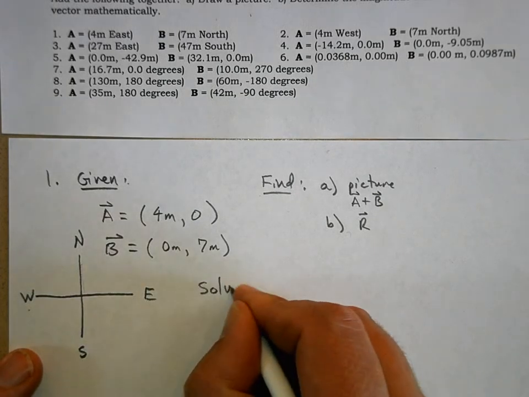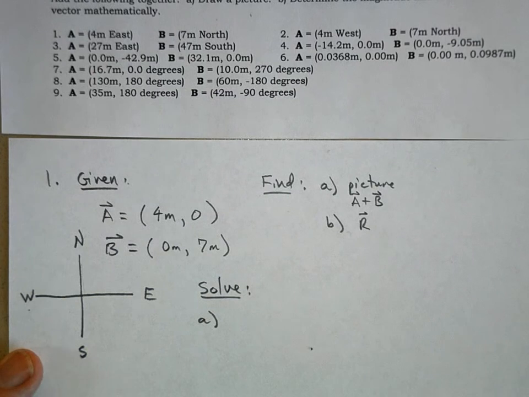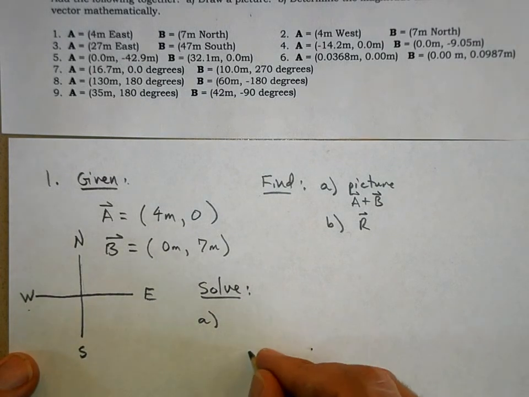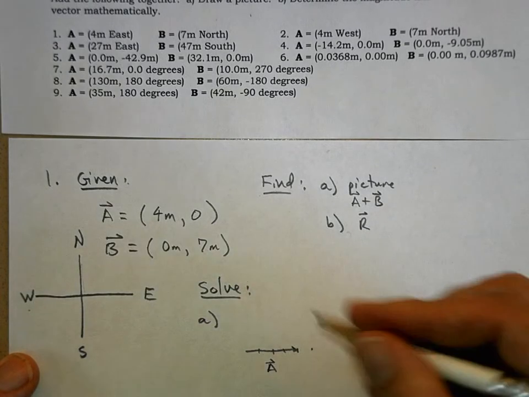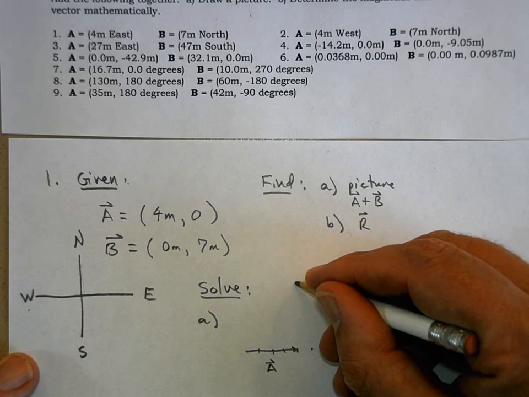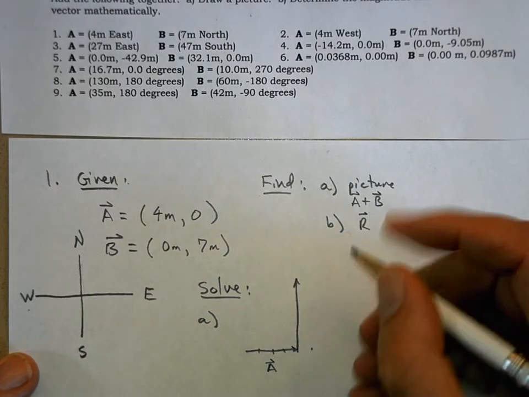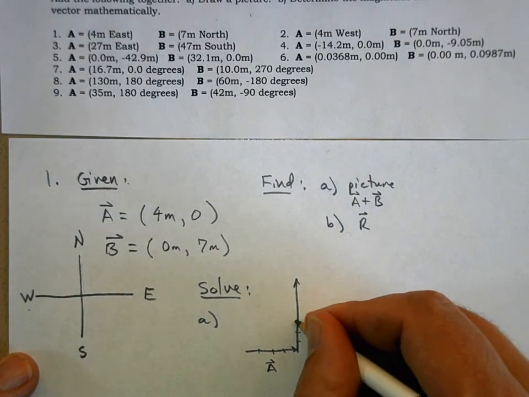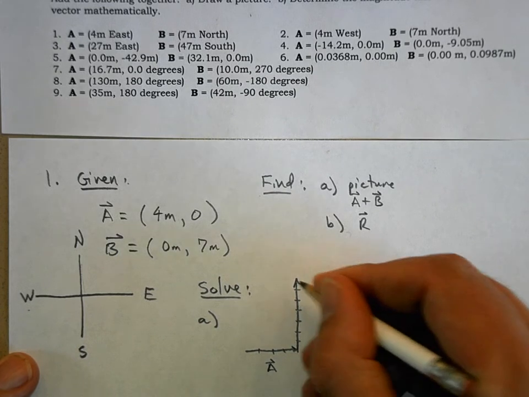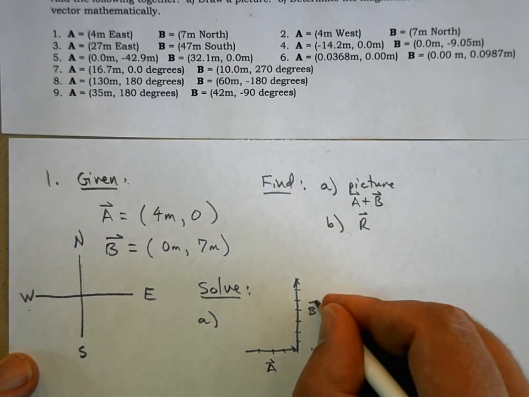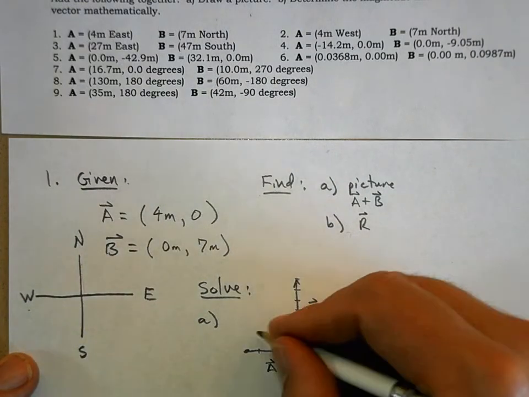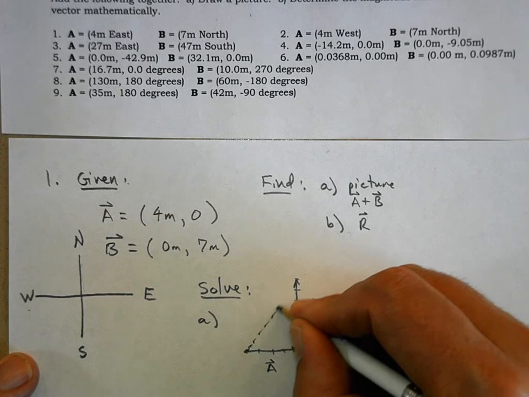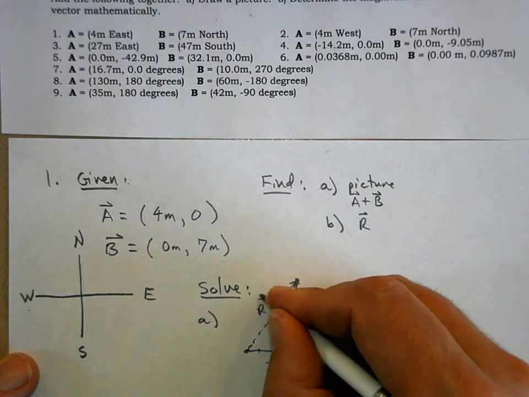Well, let's solve it. For A, I'm just going to draw 1, 2, 3, 4. There's vector A. And then B is 7. It's going to be a little bit longer. 1, 2, 3, 4, 5, 6, 7. And so my resultant starts where A starts and ends where B ends. There's my resultant vector.